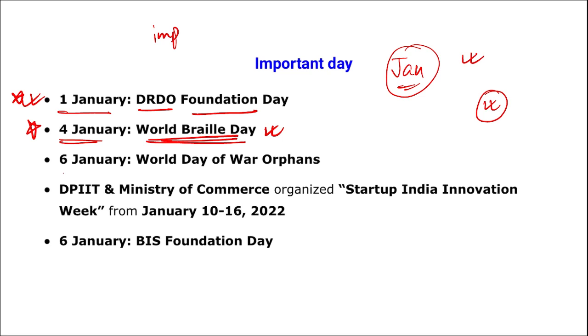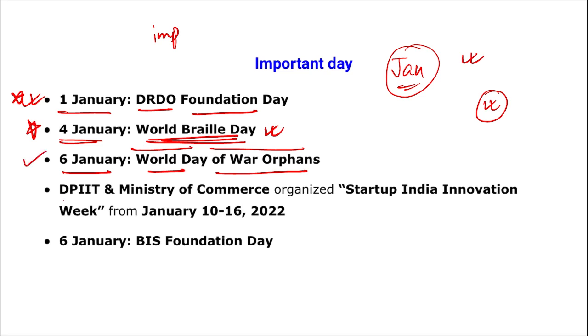World Braille Day. 6th of January, we observe World Day of War Orphans. All the children whose parents died in the war, or any one of the parents died during the war, for those children, World Day of War Orphans is observed on 6th of January.